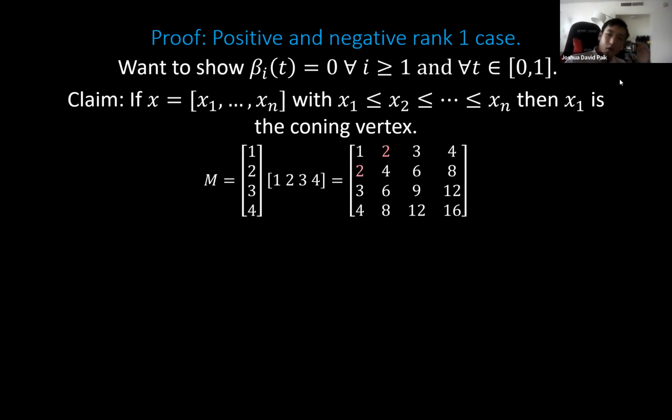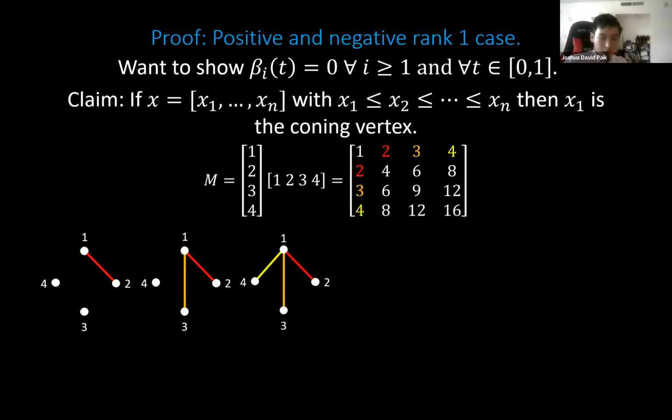Okay, so here's the rank 1 matrix. We're going to just proceed and build a complex. So we add the edge associated to the 1, 2 edge. Then we add the next, 1, 3. We add the next, 1, 4. So we've built those parts. Now we're going to add the next edge.